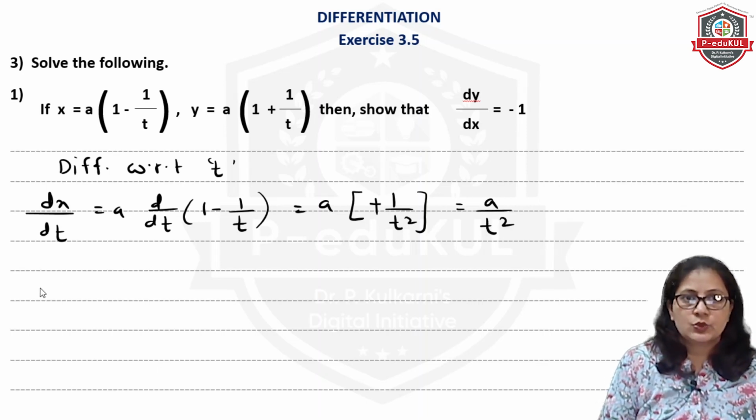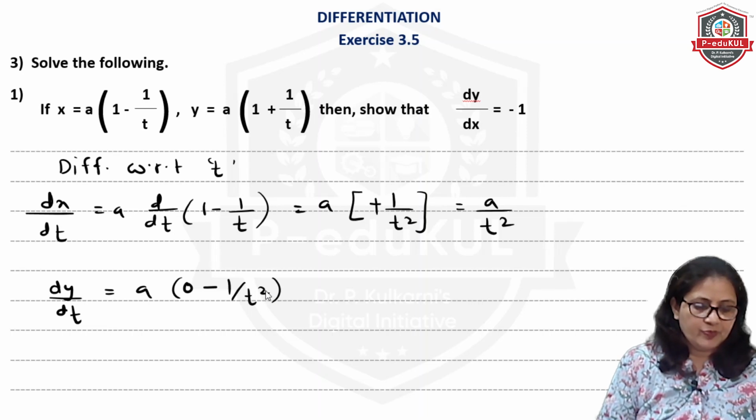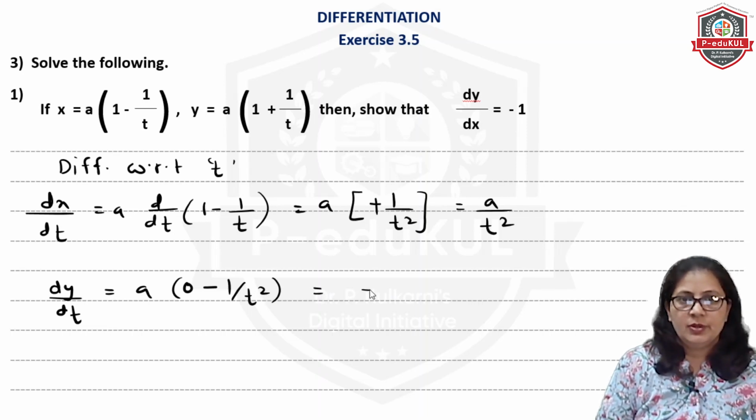Now I'll do the next one, that is dy by dt. Again a is a common, 1 का derivative 0, 1 upon t का minus 1 upon t square. So this will be minus a upon t square. And now we will calculate dy by dx.